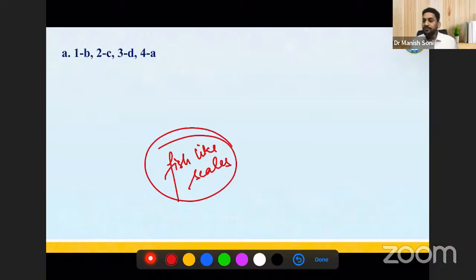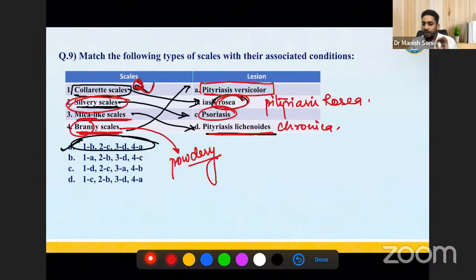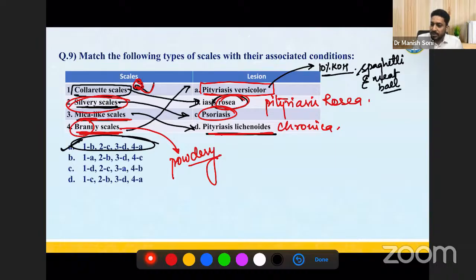So who will tell me, fish-like scales are seen in which condition? Yes, type your answer. Yes, so Sahana is telling, very important point. Sahana is telling that if you do investigation in pityriasis versicolor, that is a 10% KOH mount, which finding is seen? Yes, spaghetti and meatball appearance is seen in pityriasis versicolor.